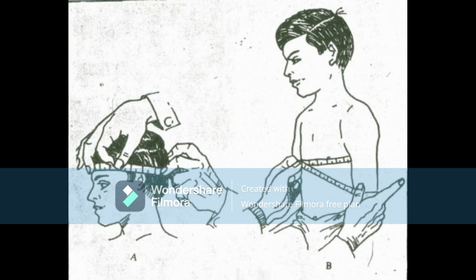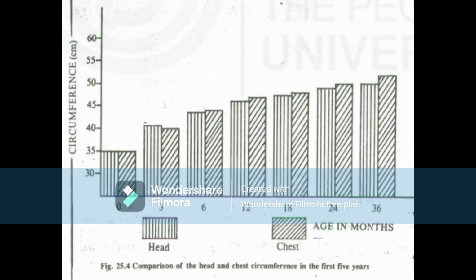At 6 months of age, you would notice that the head and the chest circumference of the infant are about the same. After this, the chest grows more rapidly as compared to the skull, as can be seen from figure 25.4. A chest/head circumference ratio of less than 1 taken between the ages of 6 months and 5 years would be indicative of malnutrition in children.